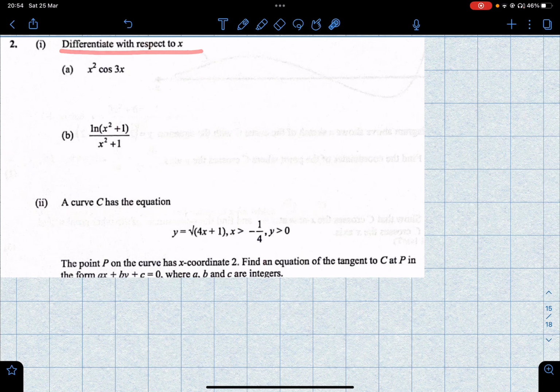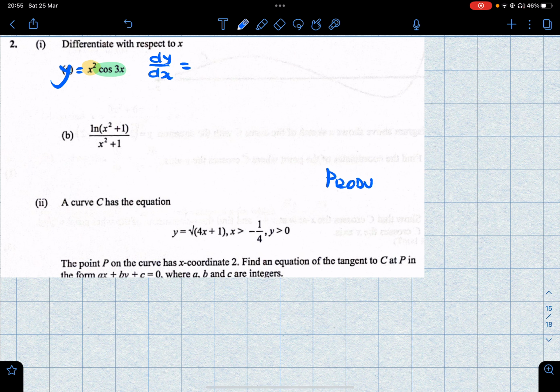This question just asks to differentiate. Differentiate means to find d by dx. So for example, if this was y, the question would be dy by dx. Okay. Now in this case, you've got two things being multiplied. So you've got this multiplied by this. So you might need something called the product rule.